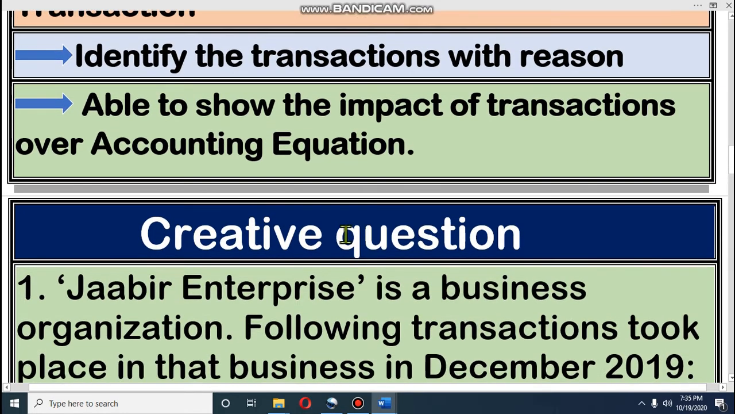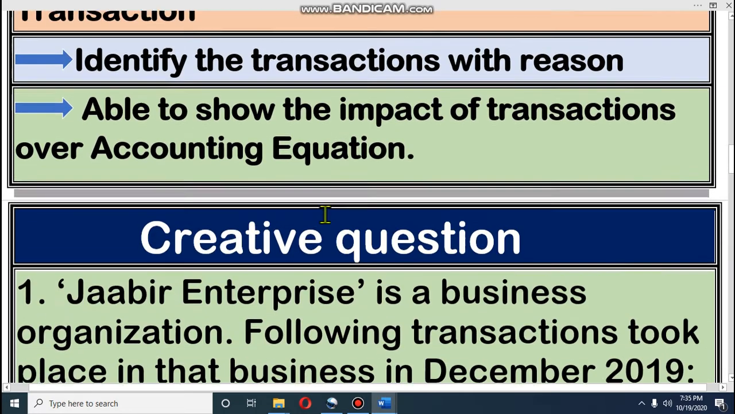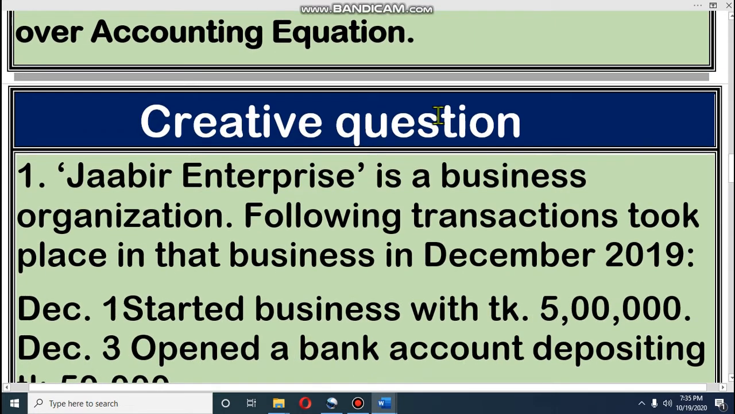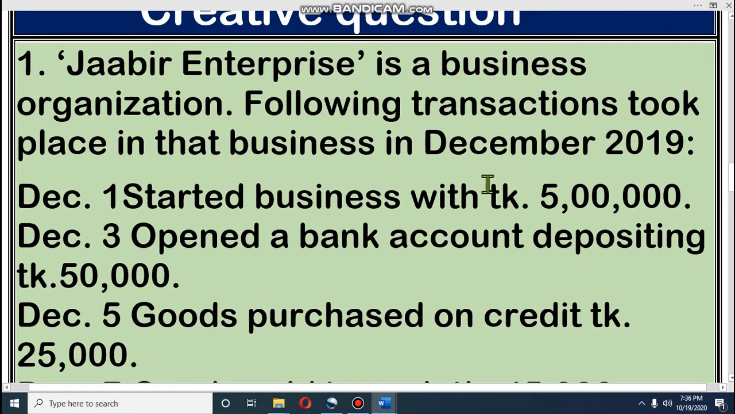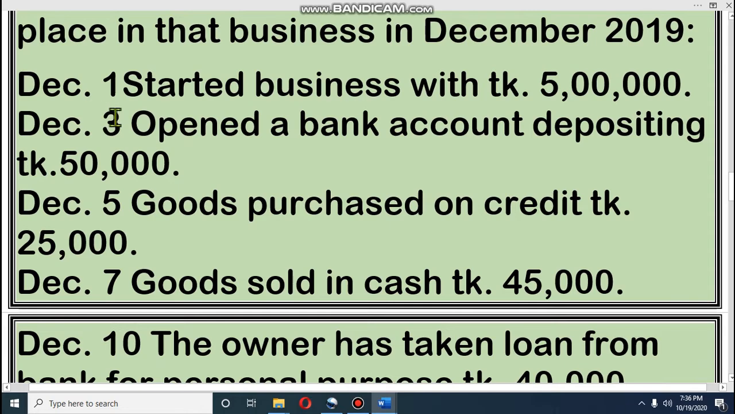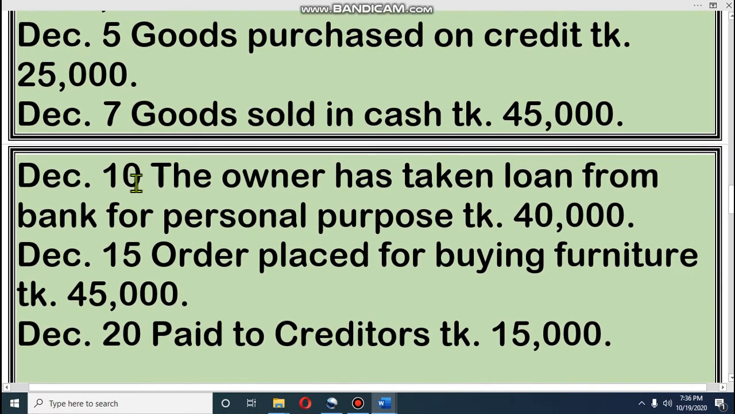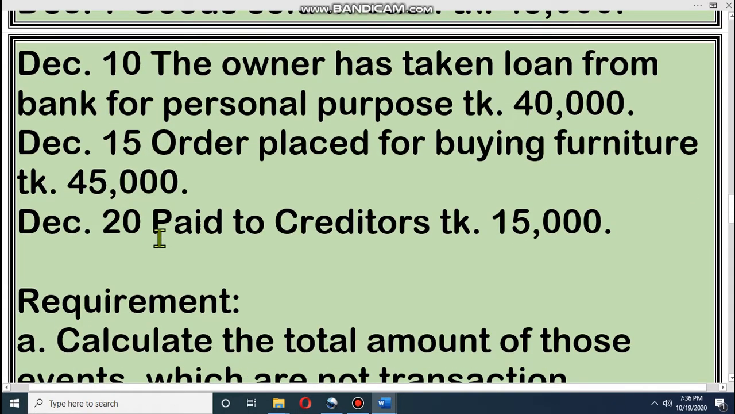Dear student, for solving this problem, we will do a creative question. We have taken some transactions from Jabir Enterprise. Jabir Enterprise is a business organization. The following transactions took place in his business on December 1, 3, 5, 7, 10, 15, and 20. That means there are 7 transactions here, dear student.